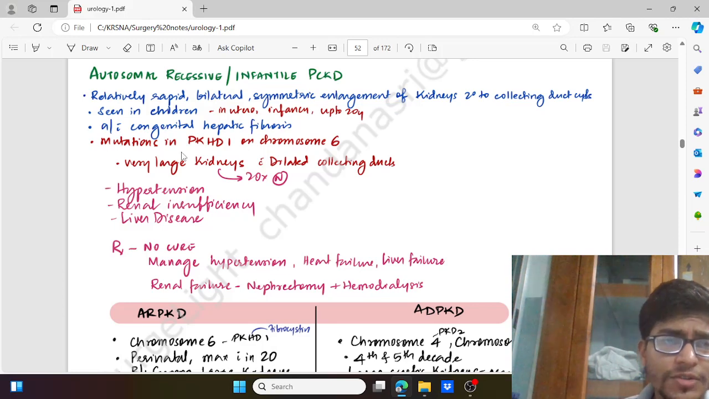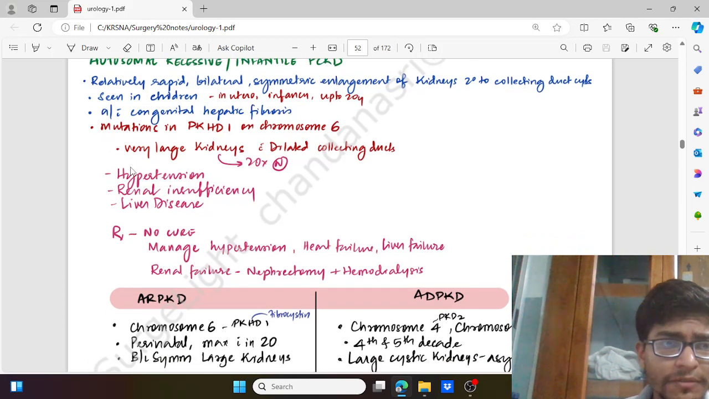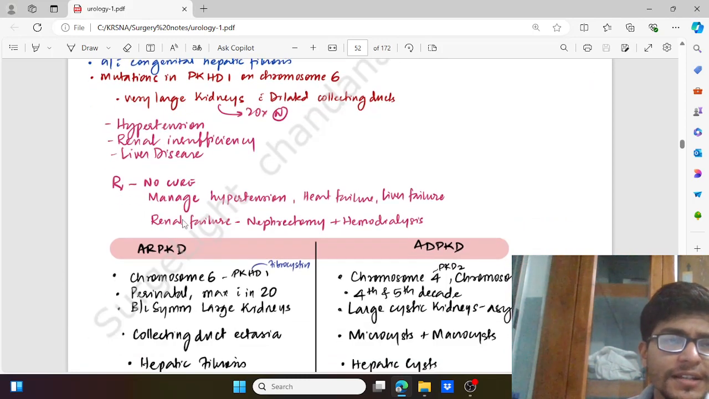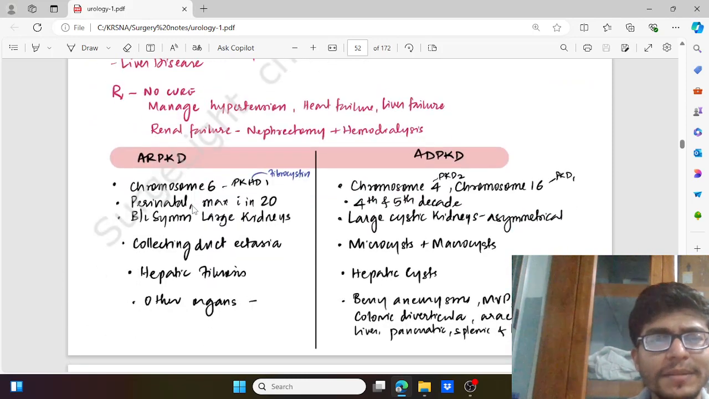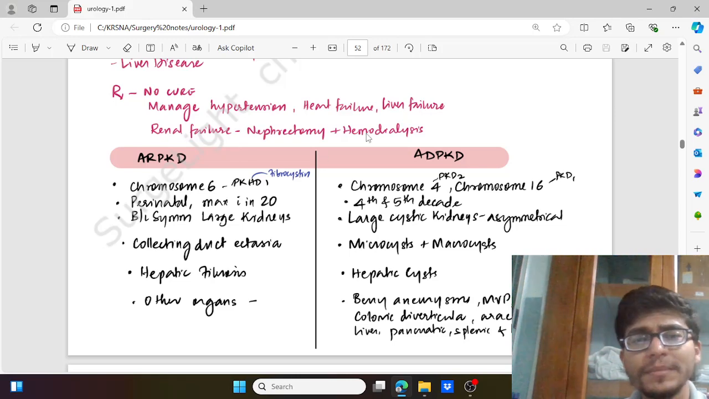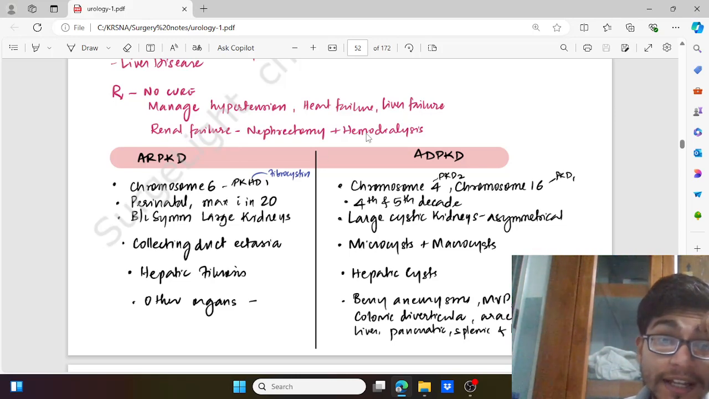Then they are associated with congenital hepatic fibrosis. So liver is also involved. And in presentation, they present with very large kidneys that could be around 20 times the normal size due to the dilated duct. And clinical features will be hypertension, renal insufficiency, and liver disease. There is no cure. Management will be through managing hypertension, heart failure, liver failure, and renal failure through nephrectomy and hemodialysis.